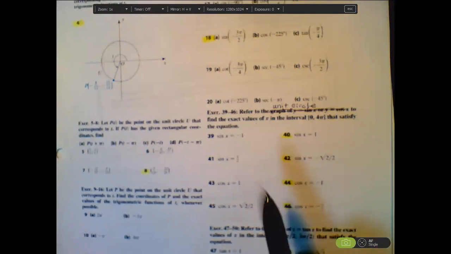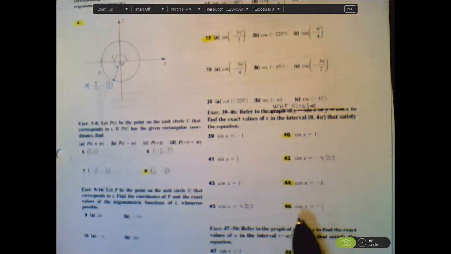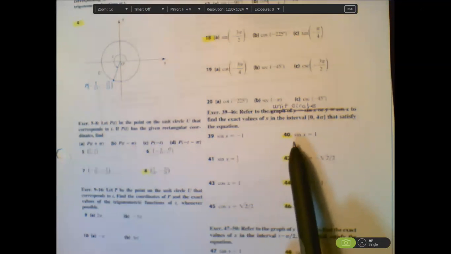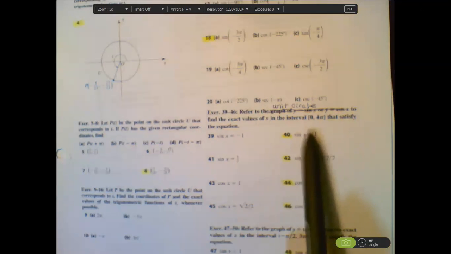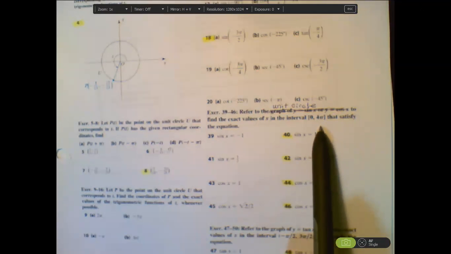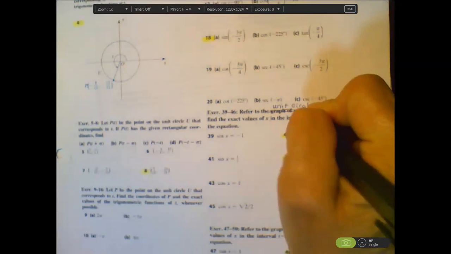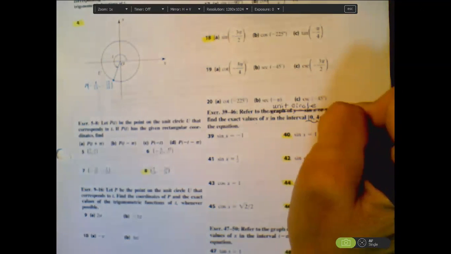On number 39 to 46, I should have said in the video, and I believe I did, instead of using the graph, use the unit circle, because we haven't talked about the graph of the trig functions yet. I want you to solve these by squinting or referring to the unit circle and tell me all of the angles in 0 to 4 pi. How many revolutions of the unit circle is that? 2. Yeah, that's 2 revolutions of the unit circle.